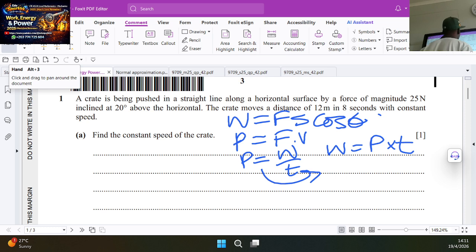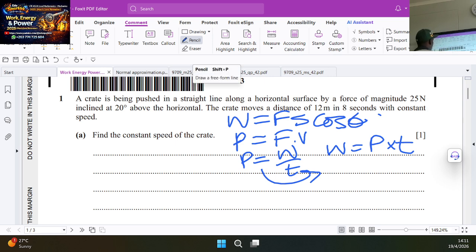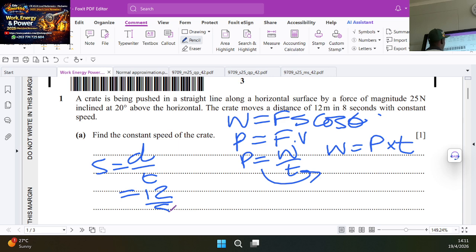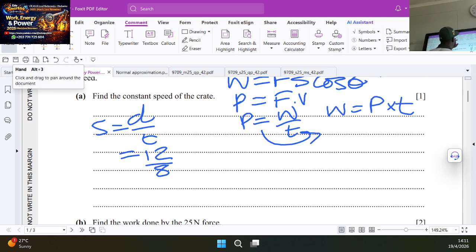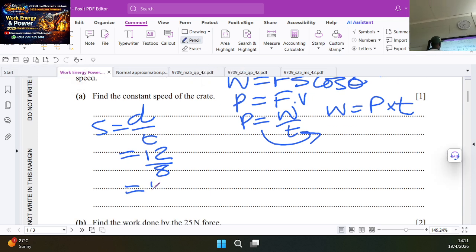A crate is being pushed in a straight line along a horizontal surface by a force of 25 newtons inclined at 20 degrees above the horizontal. Now the crate moves a distance of 12 meters in 8 seconds with constant speed. Find the constant speed, which we will denote as S. This is distance over time. And for this case, the distance traveled is 12 over 8 seconds, and when we simplify this, this will give us 1.5.